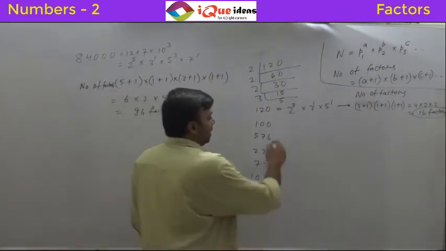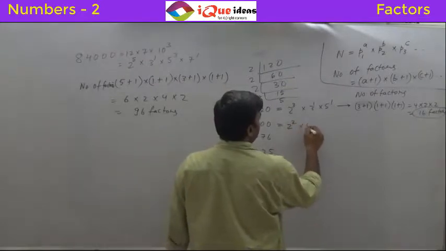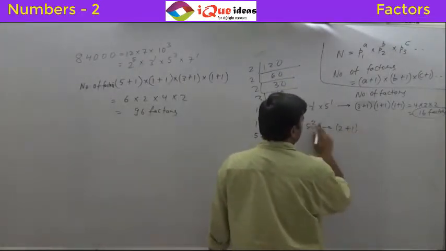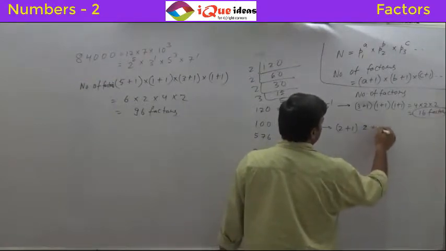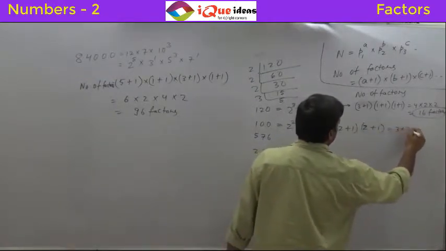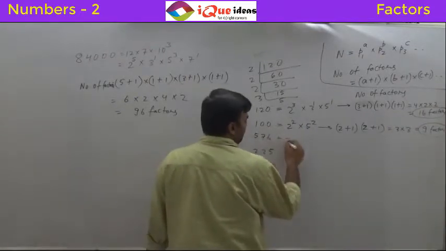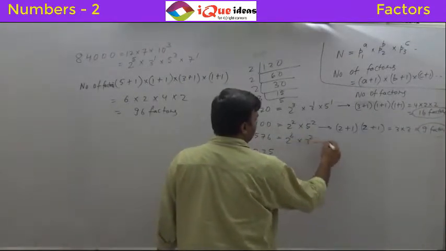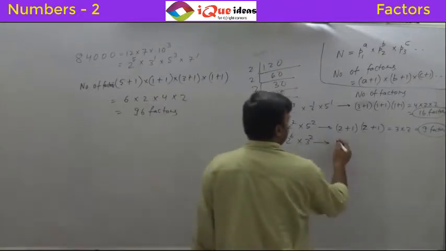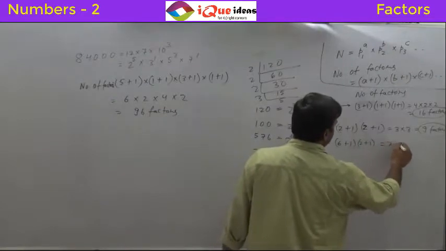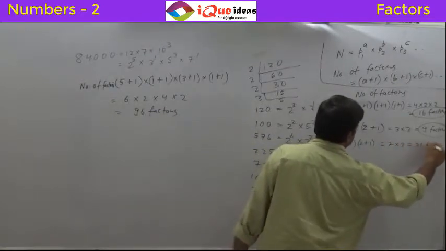Okay. 100, it is 2 square into 5 square. So the number of factors will be 2 plus 1, then again 2 plus 1, so 3 into 3, 9 factors. 576, it is 24 square. If you remember, it is 2 raised to 6 into 3 square. Now, number of factors will be 6 plus 1 into 2 plus 1. So 7 into 3, which is 21 factors.